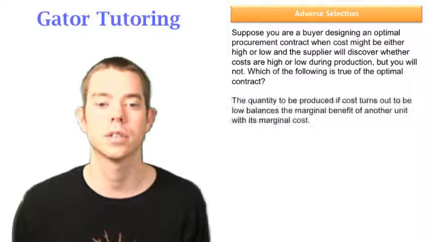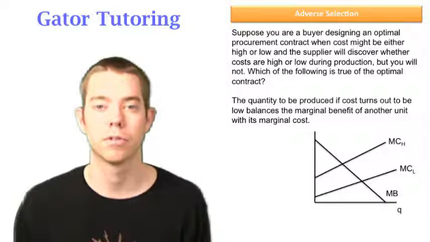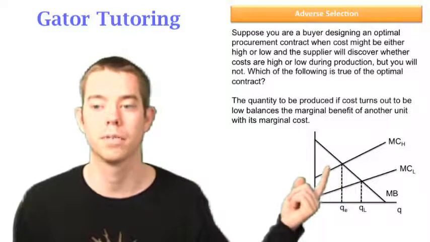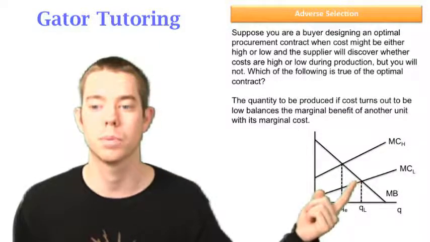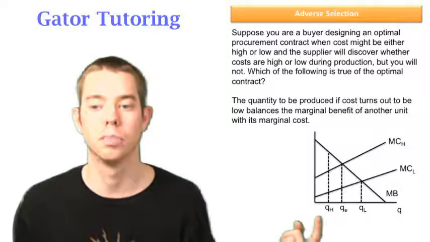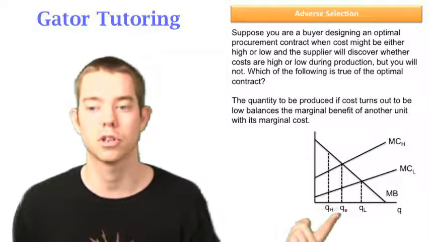So the correct answer is the quantity to be produced if costs turn out to be low balances the marginal benefit of another unit with its marginal cost. Well, let's take a look at what the graph looked like. Remember, for low quantity, we did produce where marginal benefit equaled marginal cost. We produced at QL. Now for the high quantity, we produced below where marginal benefit equaled marginal cost, because that would be the efficient quantity here.